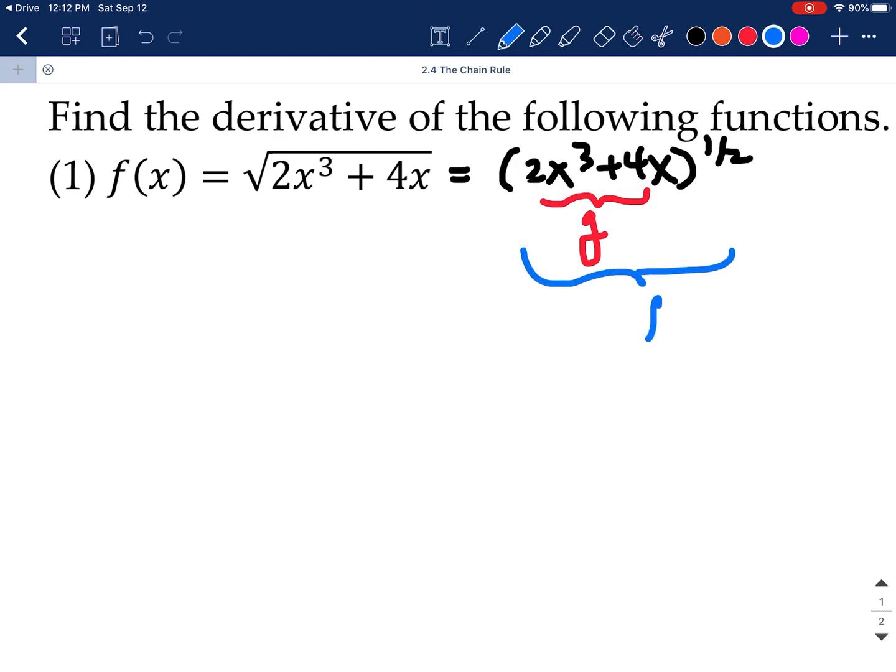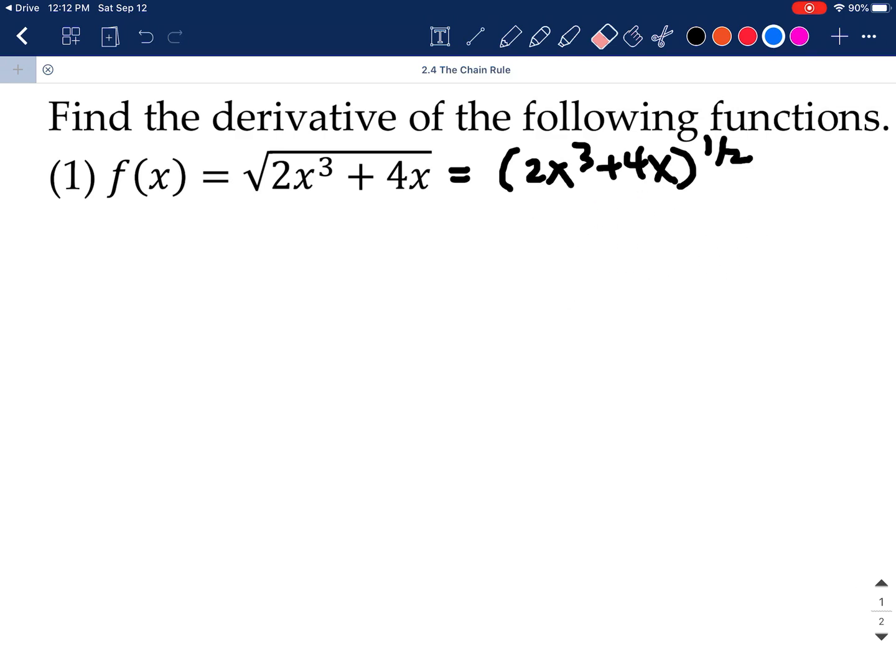And then our outside function f, or if you want to call it h or some other letter, let's just call it f for the moment since it's f of x over here. Then f, the outside function, is just that square root function. Okay, so let's go ahead and compute the derivative here.